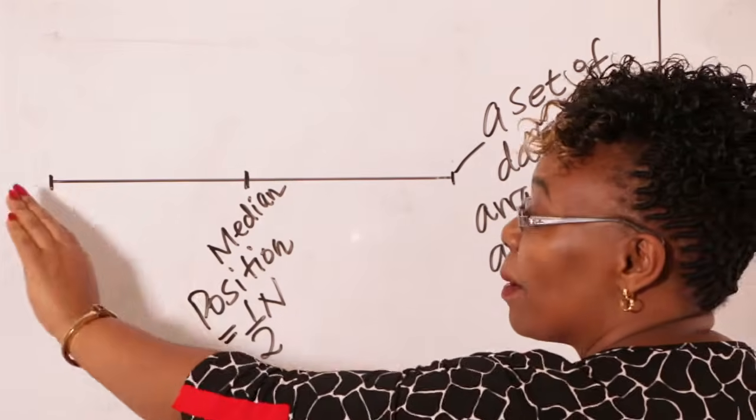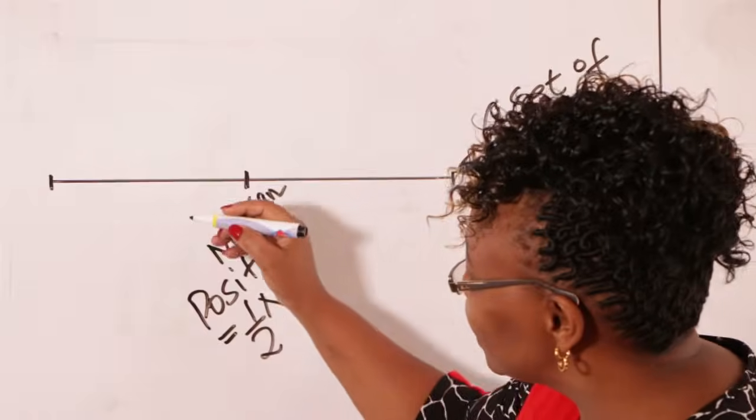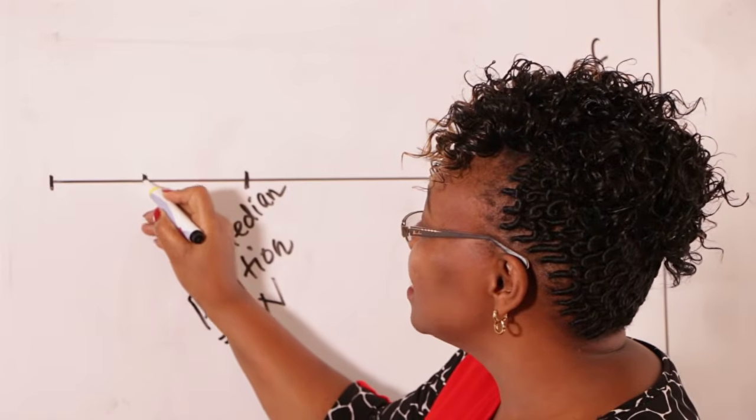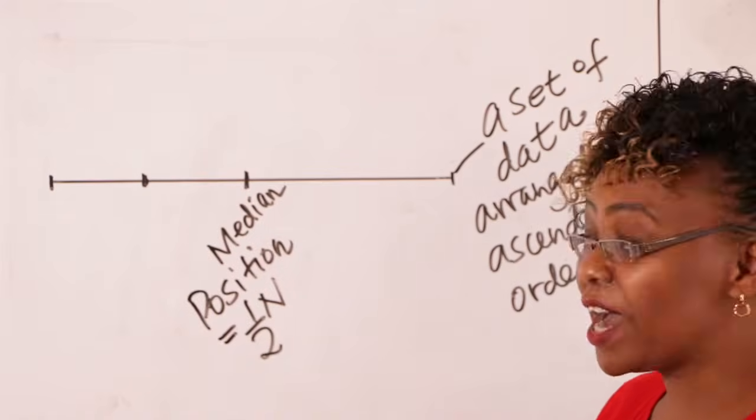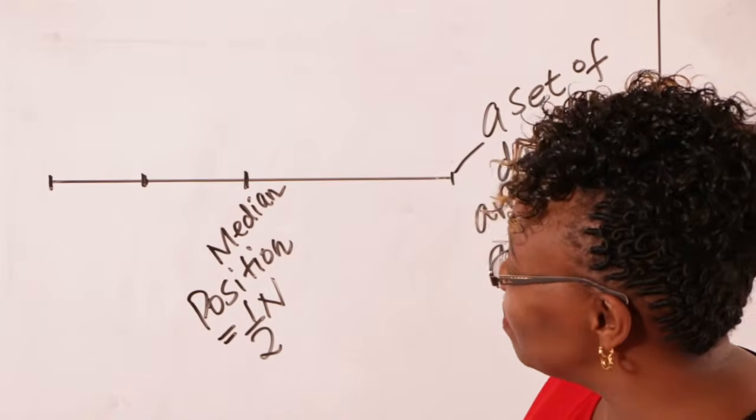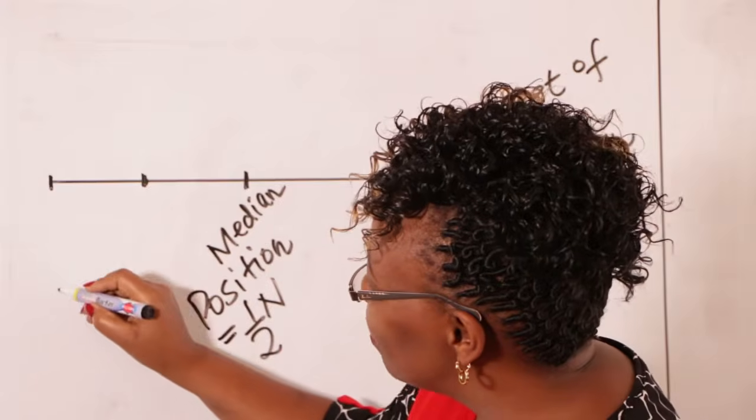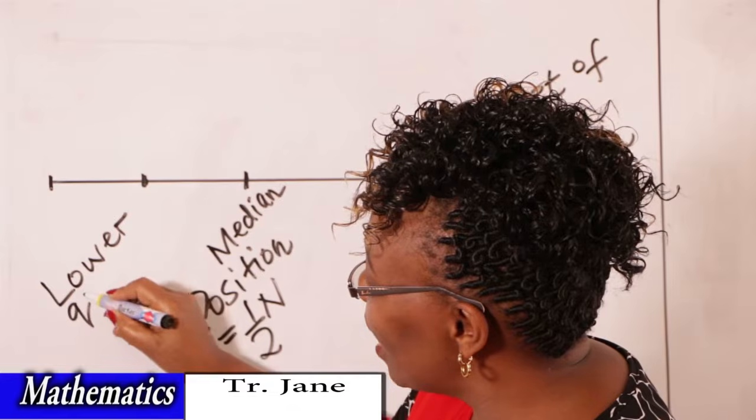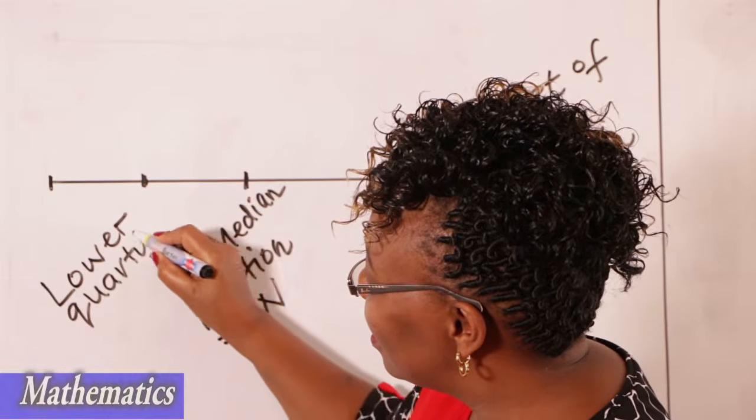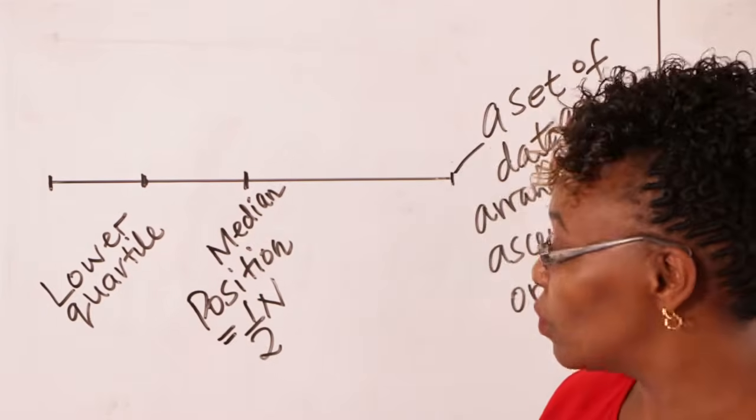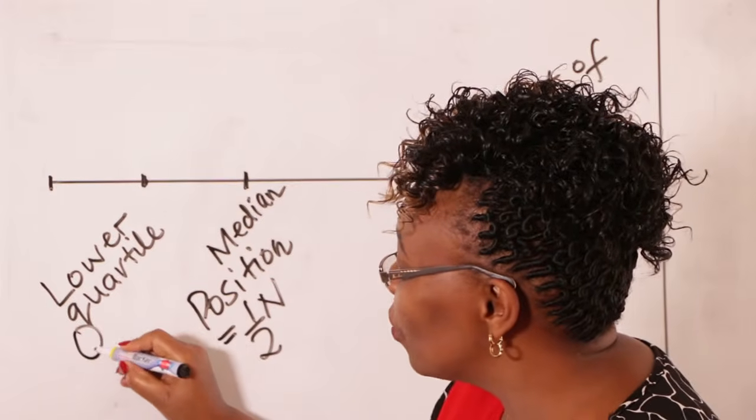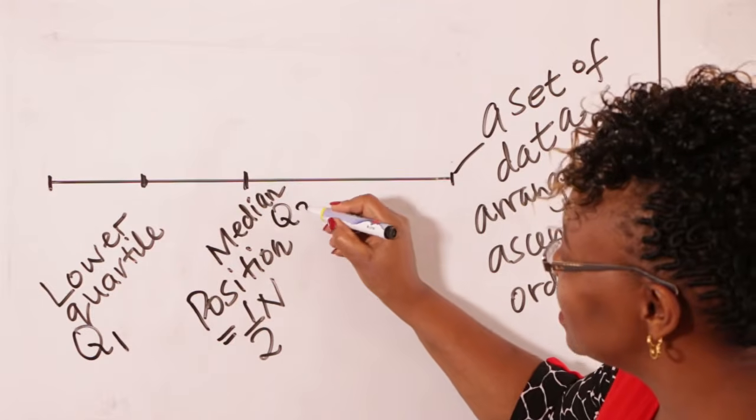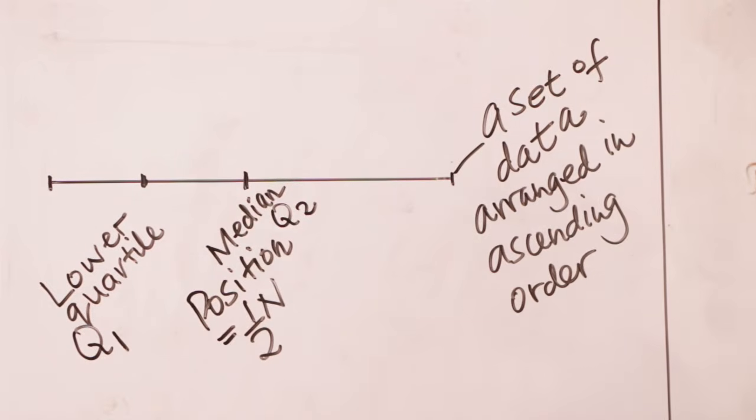If you go to the lower part, Lana, and you get the midpoint, the middle term there, that middle value is called the lower quartile. It's called the lower quartile, and we symbolize it with Q1. By the way, the median is symbolized as Q2, quartile 2.